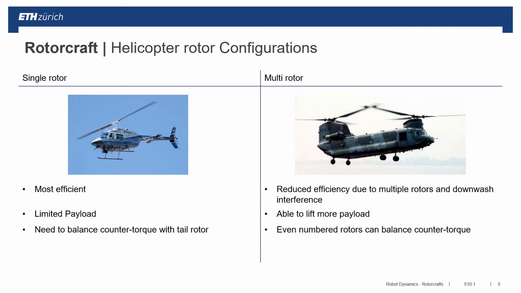They have a reduced efficiency because of the downwash and interference of the main propellers with the body and with each other. On the other side, they can actually lift higher forces and therefore they are often used for carrying big payloads. If multi-rotor rotorcraft have an even number of rotors, they actually do not need a tail rotor for counterbalancing.